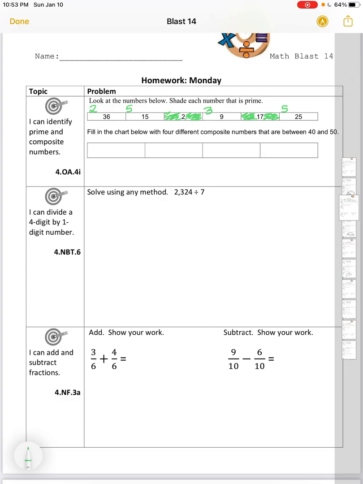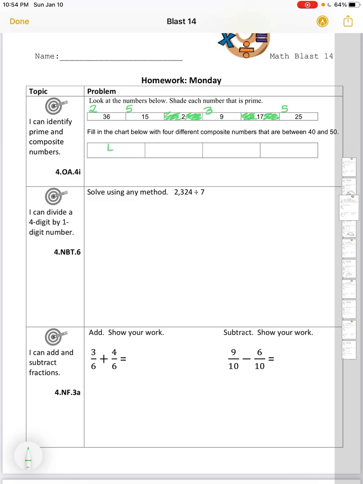a composite number. Fill in the chart below with 4 different composite numbers that are between 40 and 50. I can put any even numbers between 40 and 50 in those boxes. I could also put 45 because, as I stated up above, any number that ends in 5 is going to be a composite number as well.